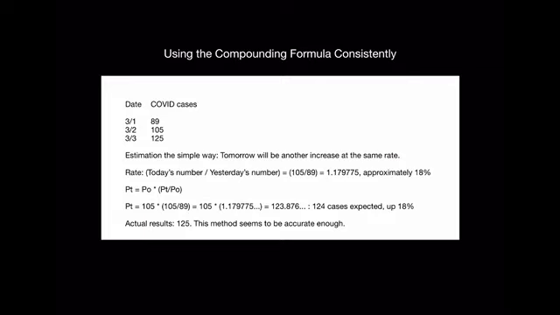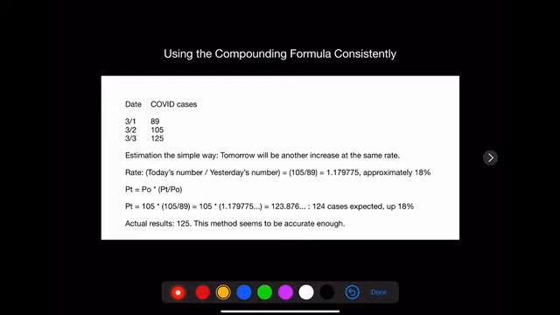If we calculate the rate, here we are, we have today's number, 105. We're taking this from the perspective of the 2nd of March. We can compare that to yesterday's number, the 1st of March, 89. So we do this simple arithmetic, and that would be a change of 118% approximately, or we could say an increase of 18%.